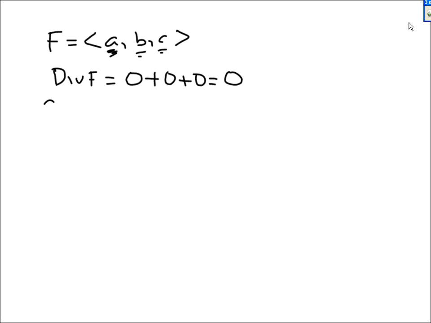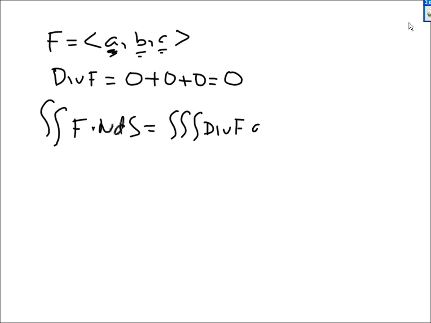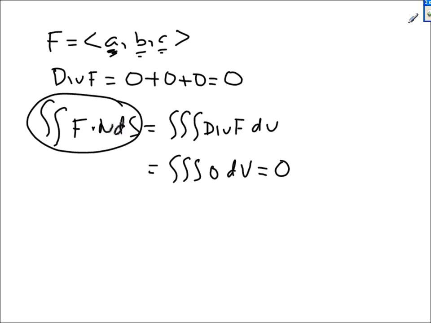So the problem was to show that the double integral is 0. Well, this is equal to the triple integral of the div of f dv, which is the triple integral of 0 dv, which is 0. This is 0. Okay, that completes that section.